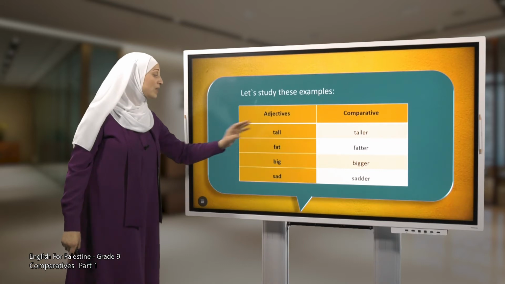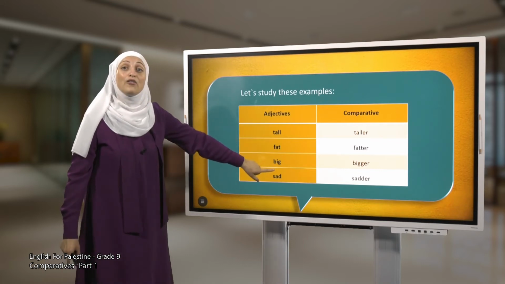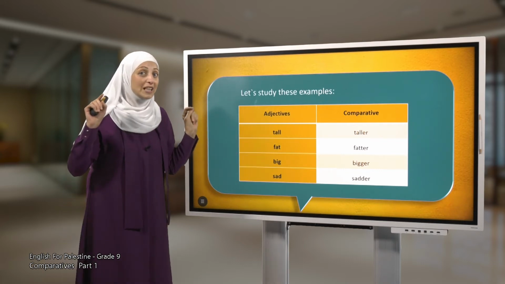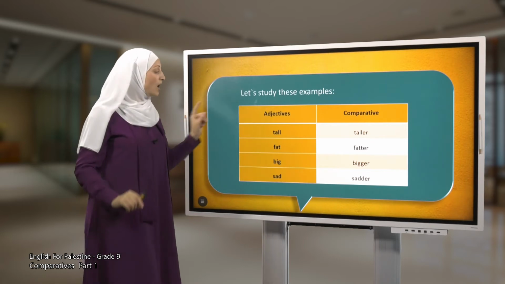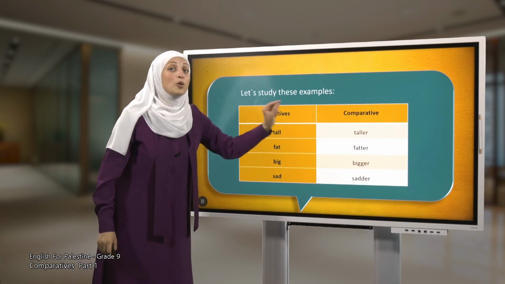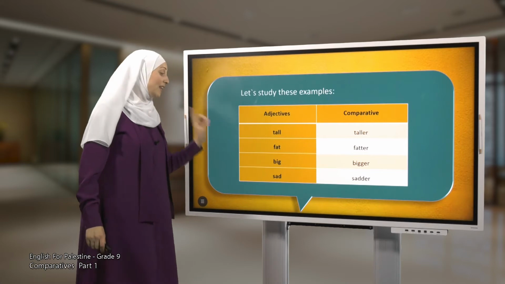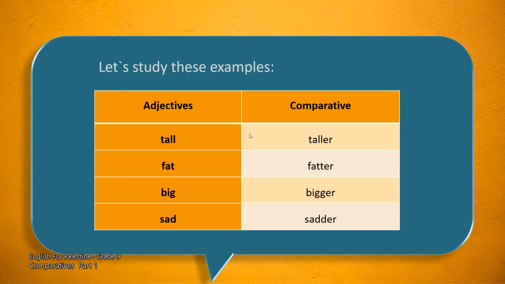Big is the same thing as fat. I have a vowel in the middle, which is I. So I double the last letter before adding ER. The same thing is sad. Before adding ER, I have to double the last letter.